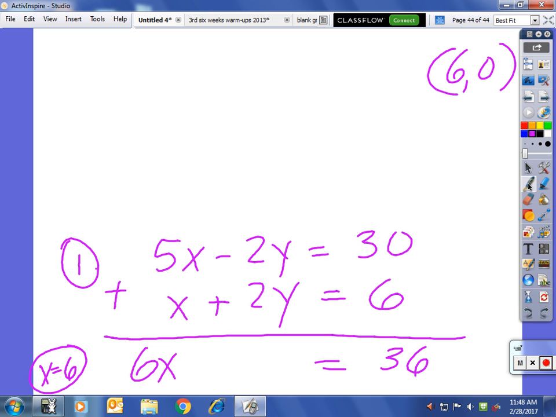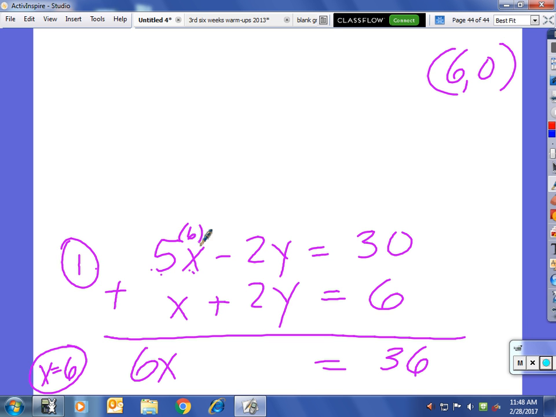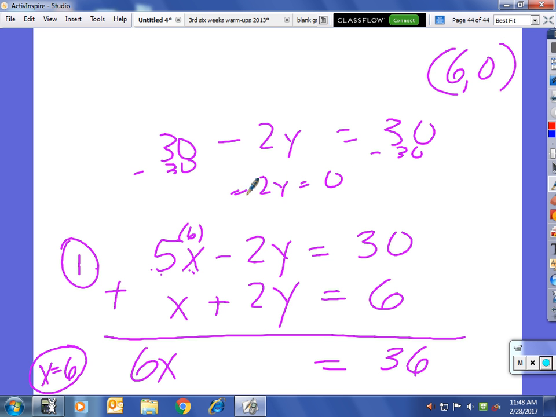I also could have put the 6 back into the top equation. Once I get one of my values, I put it back into either of the equations I started with. Let me try to put the 6 back into the top. So this, instead of 5 times x, it's going to be 5 times 6. That would be 30 minus 2y equals 30. Subtract 30 from both sides. You get negative 2y equals 0. Well, what's 0 divided by negative 2? Still 0. I still got the same value.